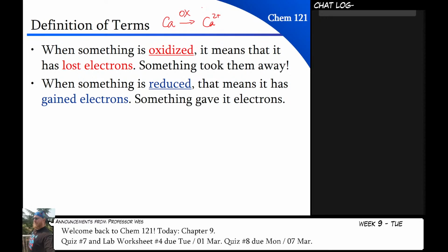And this is probably where you're saying, well, that doesn't make any sense. Why would you say you're reducing it if you're giving it more stuff? Well, where you're reducing is its charge. So down here at the bottom, if I have chlorine and I give it an electron and it becomes chloride, that's a reduction.